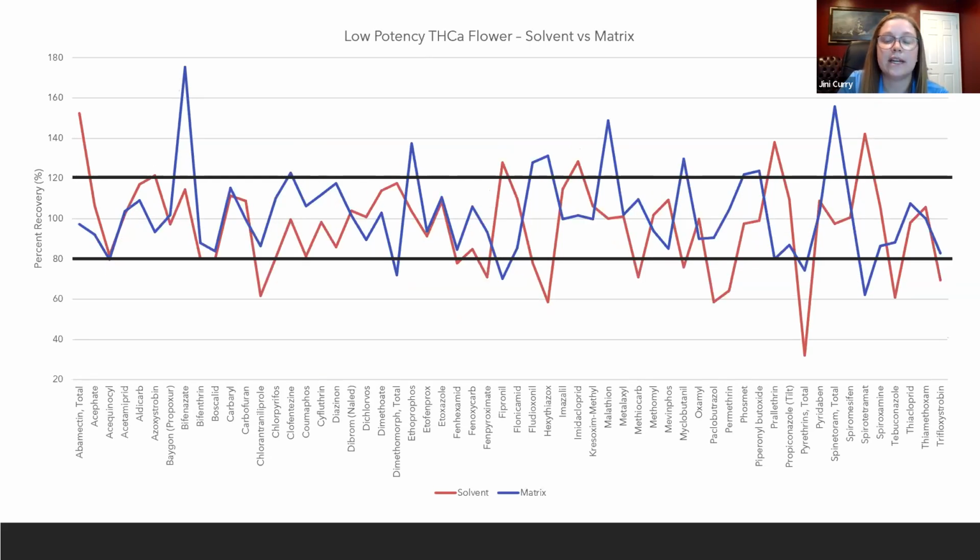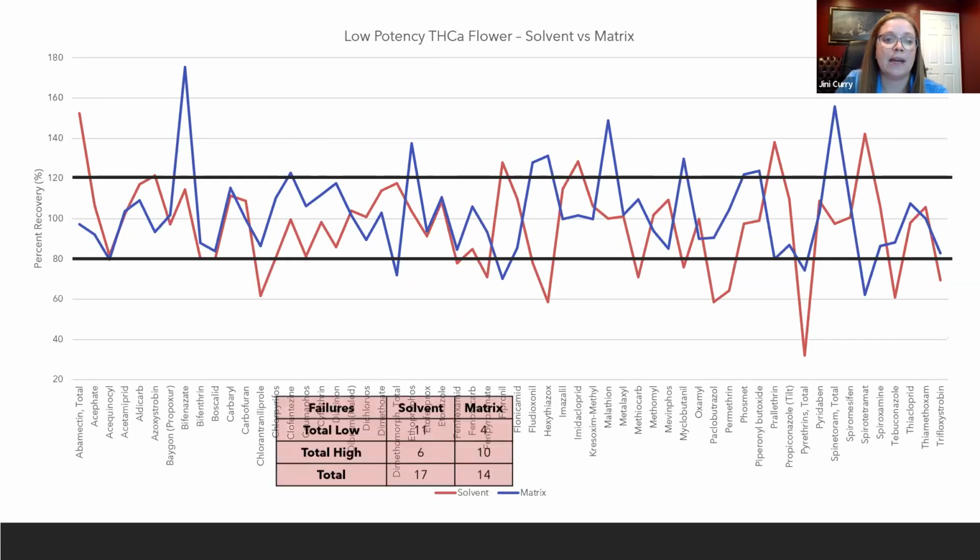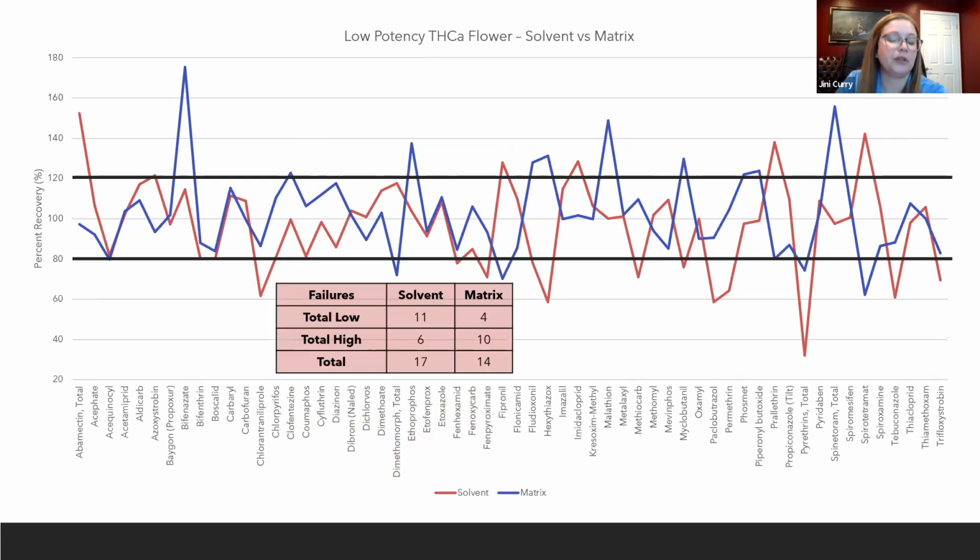And here's that low THCA flower. So this is a flower that I believe had about 5 to 7% THCA. So we wanted to see, does that potency impact it, or does it do a pretty good job of correcting all of them? And so here we had 11 failures low in solvent, while we only had 4 low in matrix. And then we had 6 high in solvent and 10 high in matrix. So that total there is the difference between the 17 failures in solvent and those 14 failures in matrix.